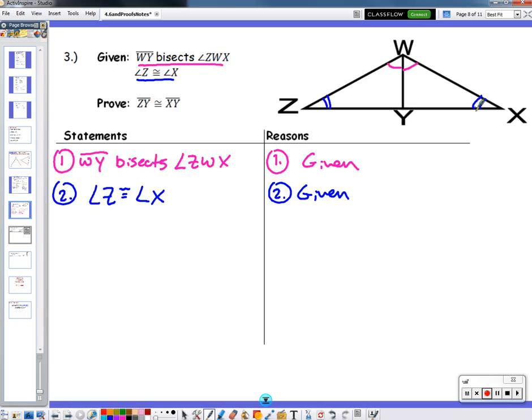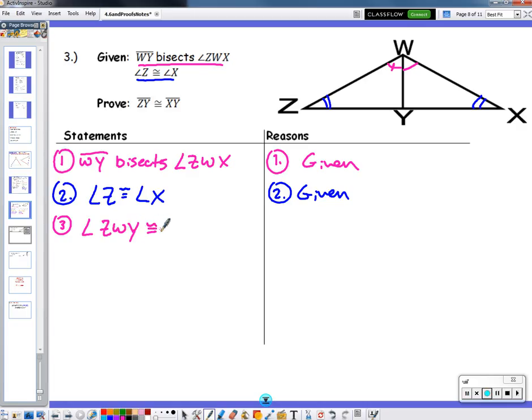Now, I know that these two angles up here at W are congruent to each other, but I haven't stated it yet in my actual proof. So I need to go back, and I need to specifically say which two angles are congruent to each other. So Nathan, what's the angle right here? What's this guy's name? Angle ZWY. And he's congruent to angle XWY.